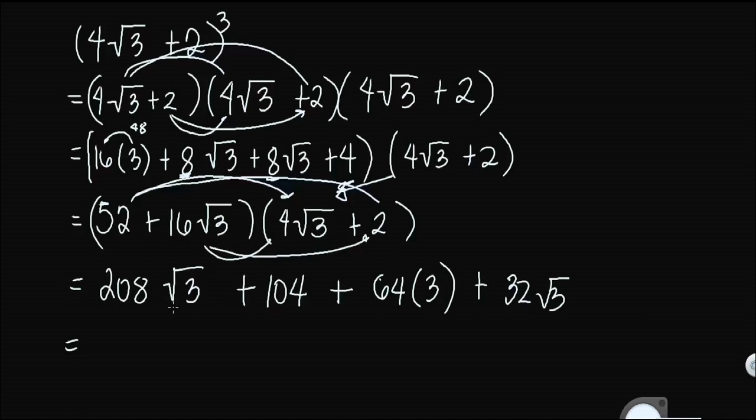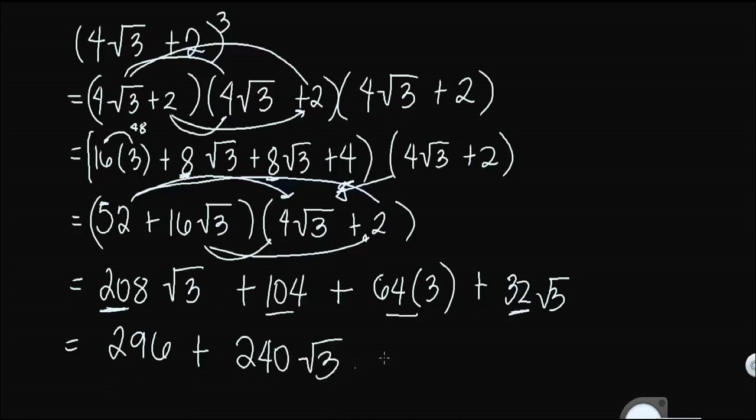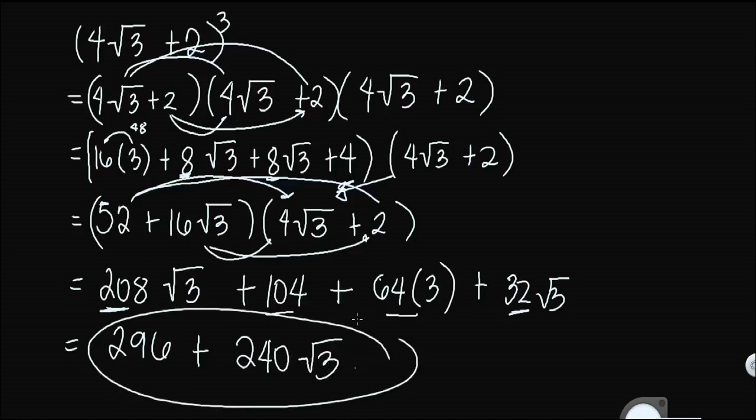Then, we simplify, add them together. Yung leading coefficient muna ang unahin natin. So, 104 plus 64 times 3. 64 times 3 nyo muna, and then add nyo sa 104. We have 296. And yung may radical naman, 208 plus 32, that will be 240 square root of 3. And that will be the final answer.